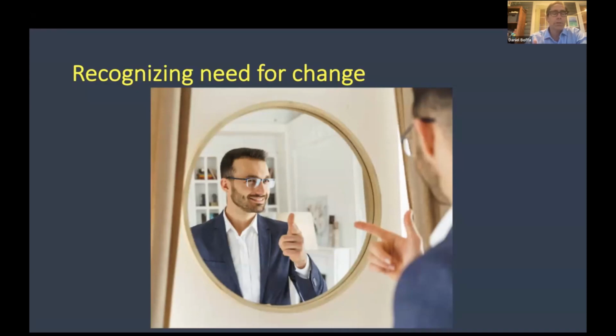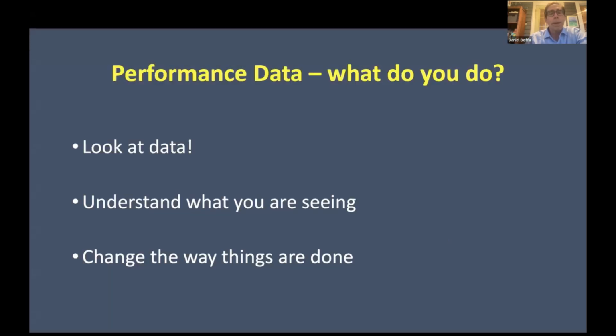And the standards are a representation of this. But when we get back to a performance report, what do you actually do when you find out that your care is not where you need it to be? The first thing you do is look at the data. You need to really dive into what the data is telling you, and then you need to make a change to try to bring things more in line.